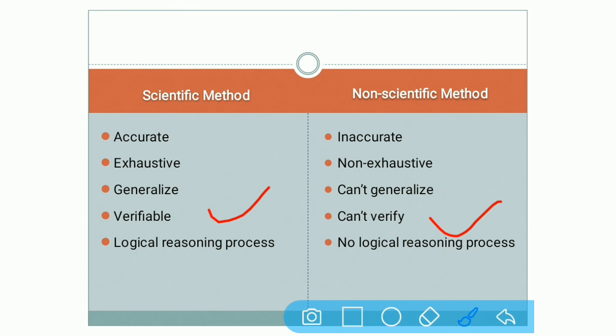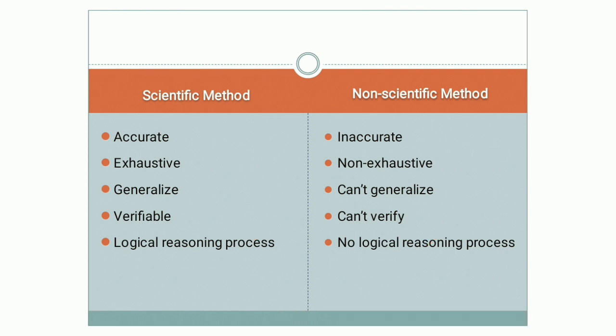And the last one, it is based on logic, while the non-scientific method does not have any kind of logic. So here the whole difference is based on the features of the scientific method. If you clearly understand the features of the scientific method, then it is easy to differentiate between these two methods. Hope the difference between scientific and non-scientific method is clear in your mind.